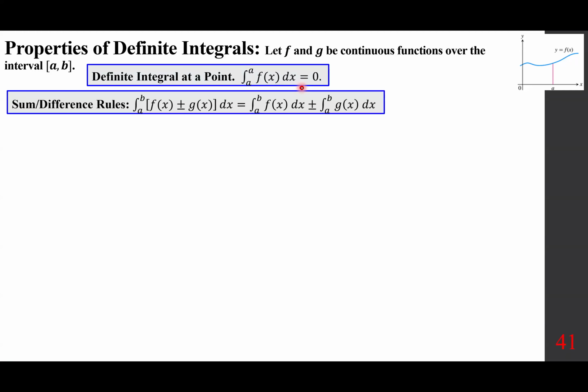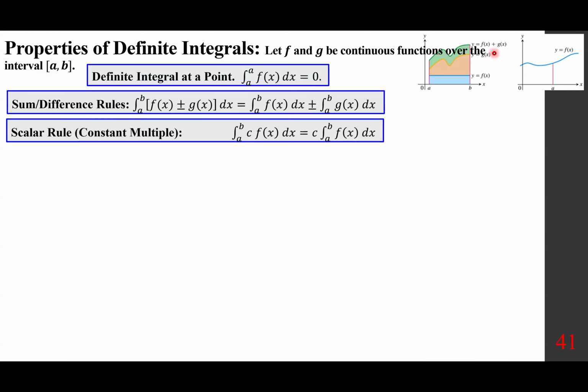Sum and difference rules. The integral from a to b of f of x plus or minus g of x dx is the integral from a to b of f of x dx plus or minus the integral from a to b of g of x dx. Clearly, if this is f and this is g, one can see the sum or the difference of it. Scalar rule, constant multiple: the integral from a to b of c f of x dx, you can take the c out. In other words, if this is f of x and this is 2 times f of x, the area becomes twice as large.